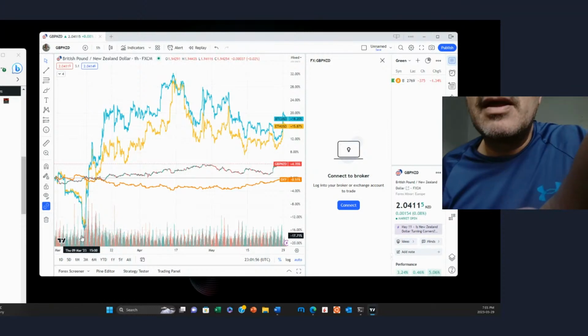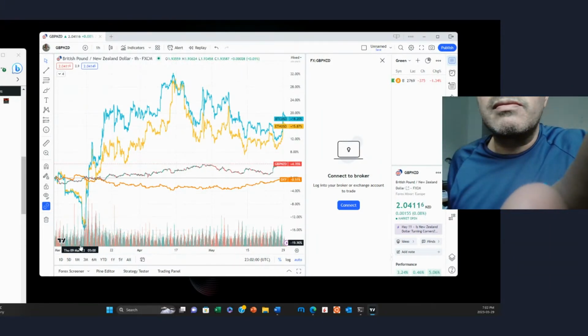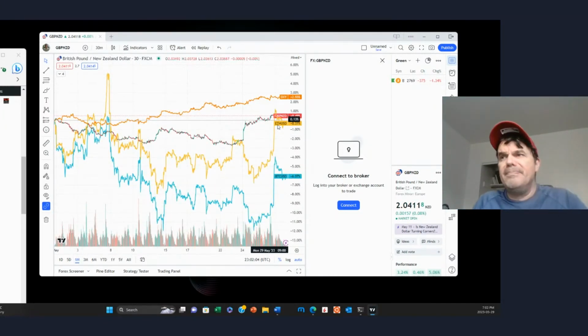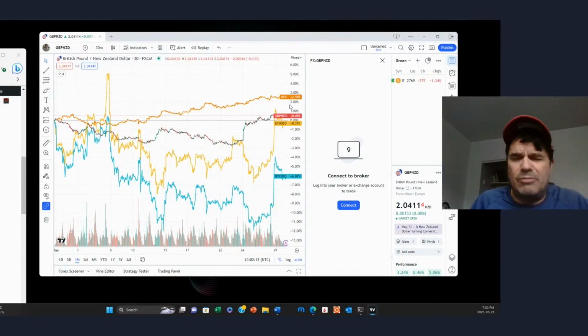Let me just see here. Maybe I should do a 1 month. Might be better. So you can see here, the British pound against the New Zealand dollar has been positive, and the DXY still outperforms. So I'll just stick with a month. So there's that, and these are the stronger pairs right now.